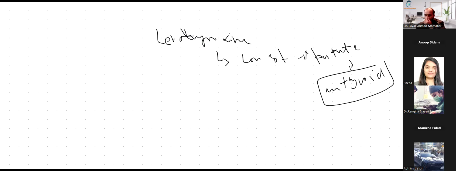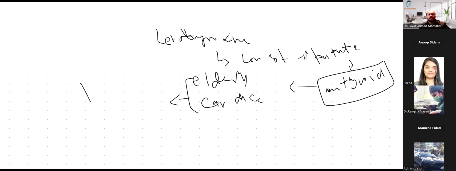Now, some patients, like those who are elderly and those who are cardiac patients, in these two groups we start really low and titrate very slowly, making sure they do not become symptomatic for hyperthyroidism, or that we do not overcorrect hypothyroidism.